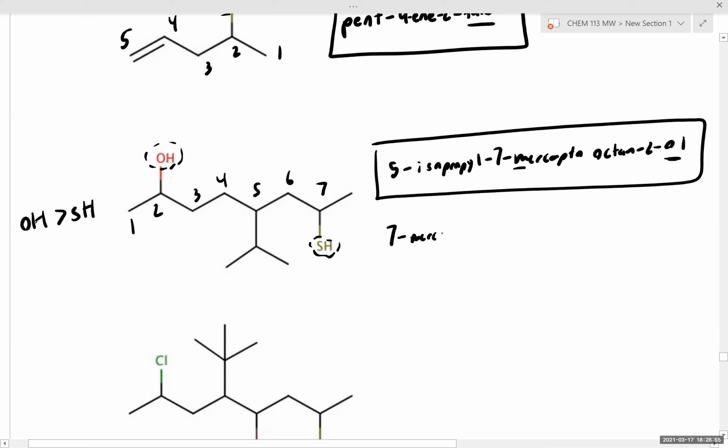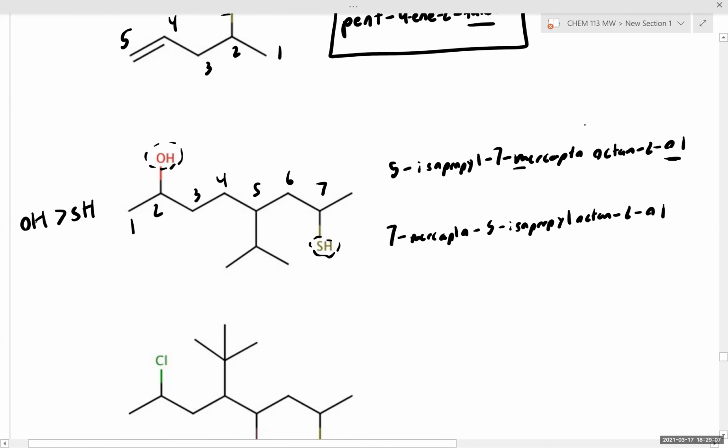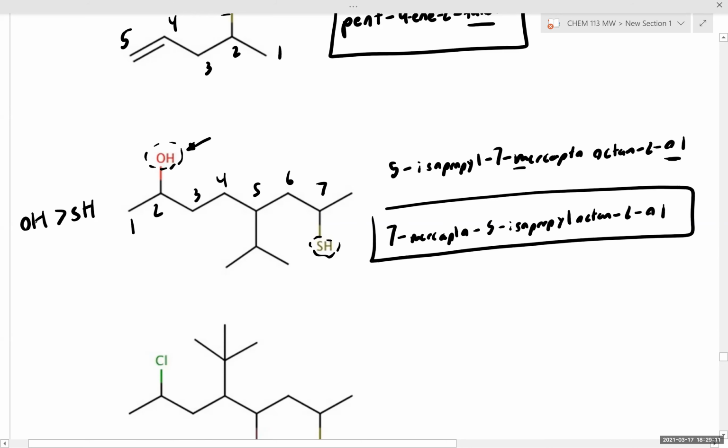Okay, so we name this as 7-mercapto, 5-isopropyl, octan-2-ol. Perfect. Remember, the alcohol has to be acknowledged in our suffix. The highest priority group is almost always acknowledged in the suffix. Does this example make sense to everyone?